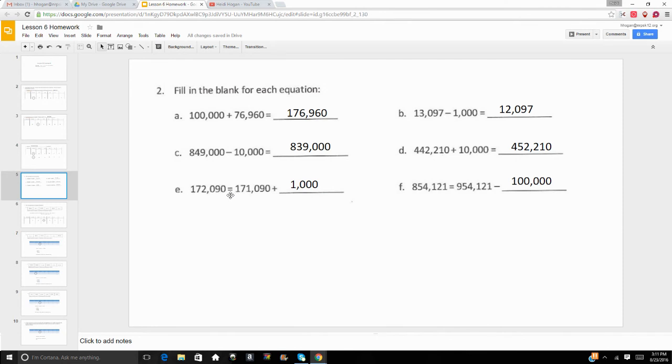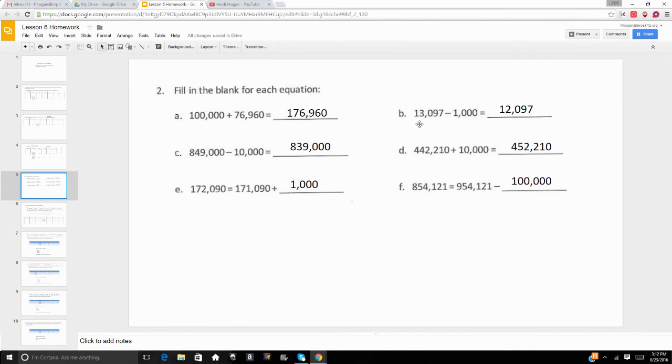Now this is tricky because you see the equal sign is here. And we're seeing what are we adding to this number to make it this number. And the 100,000s place is the same. The 10,000s place is the same. What's different? The thousands place. So we know it's going to be 1,000.